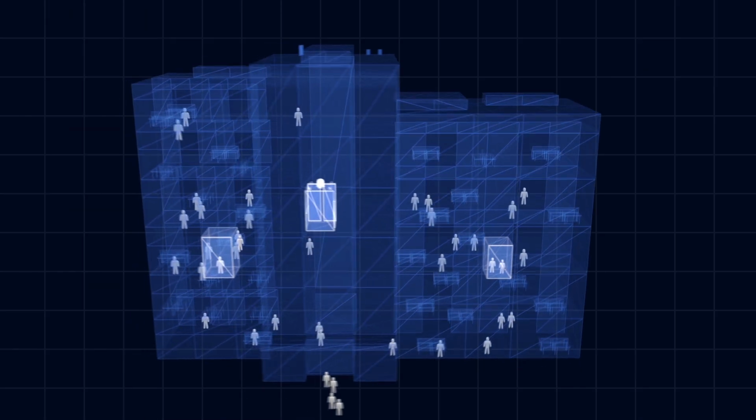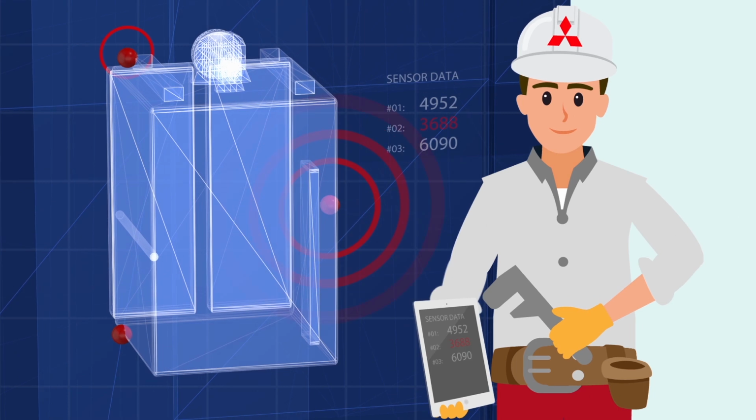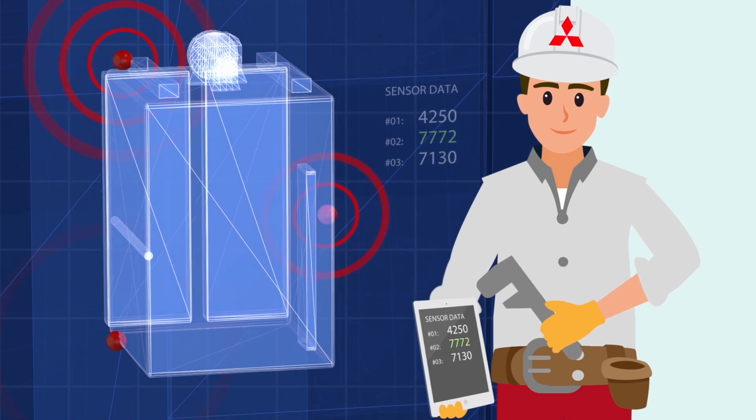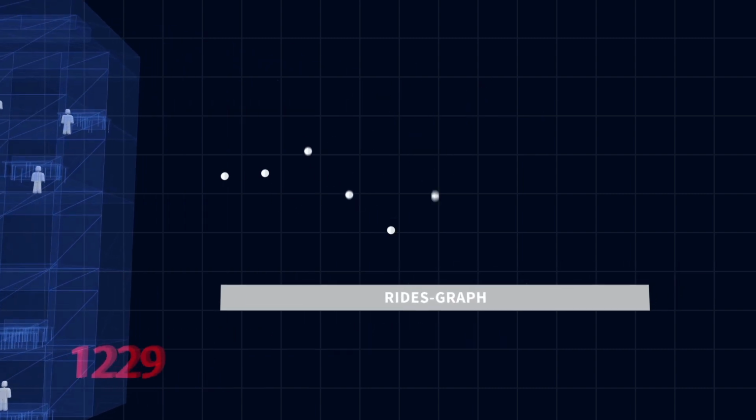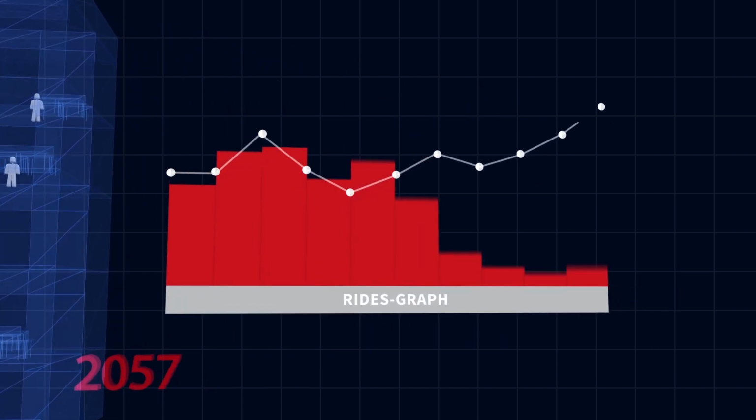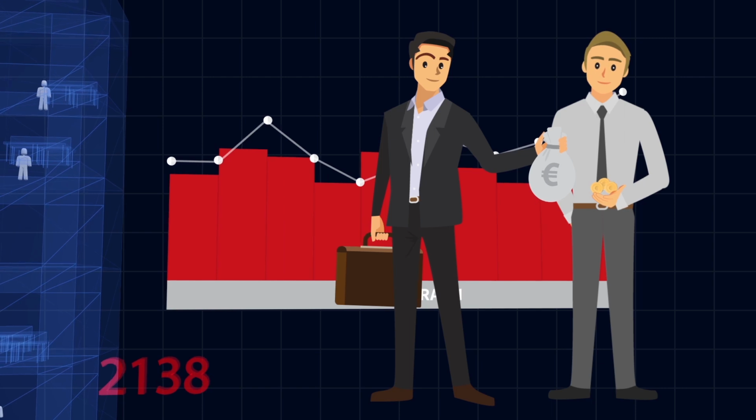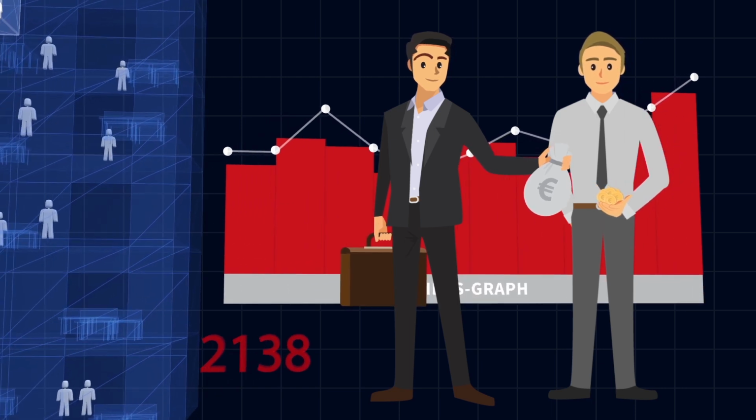We also align our elevator maintenance to actual use. This enables us to remain a step ahead of elevator failures and avoid the costs of unnecessary maintenance. If usage deviates from our original expectations, we will make a fair settlement with you each year.